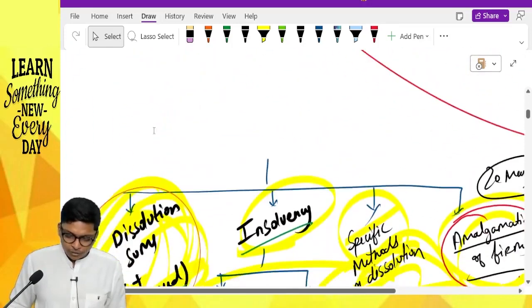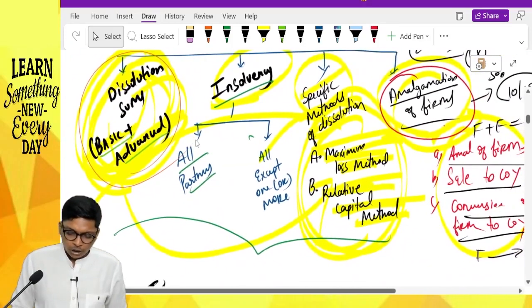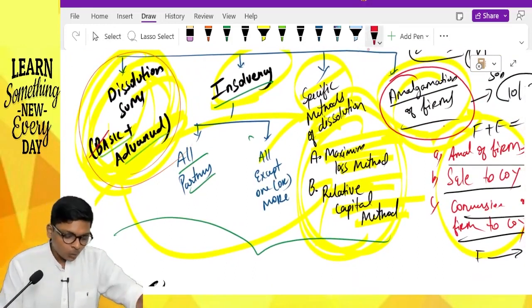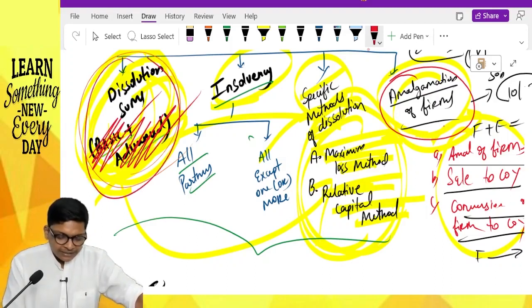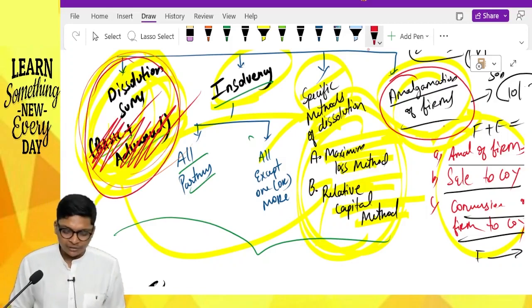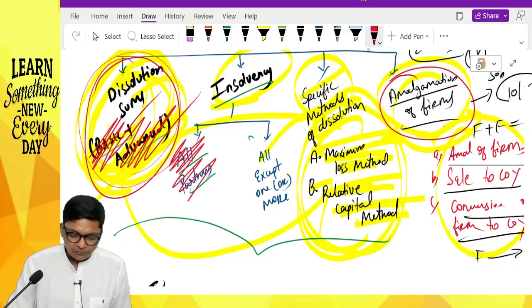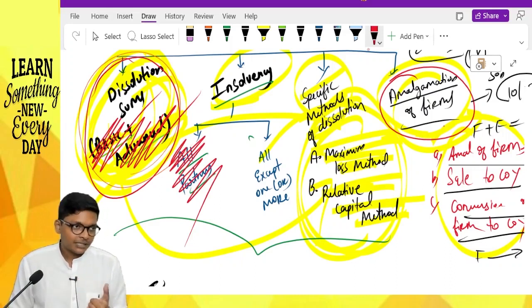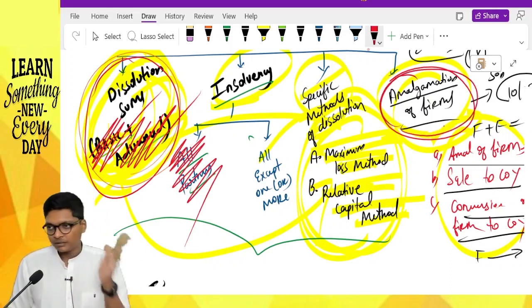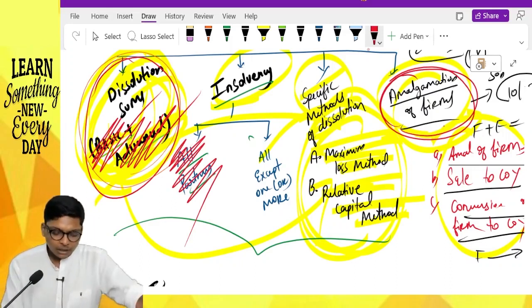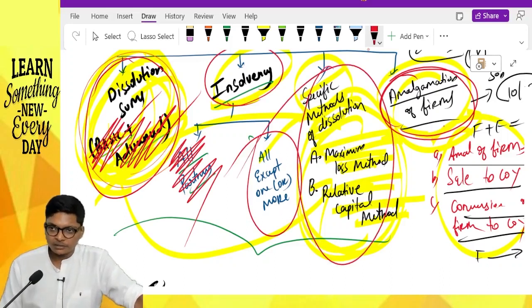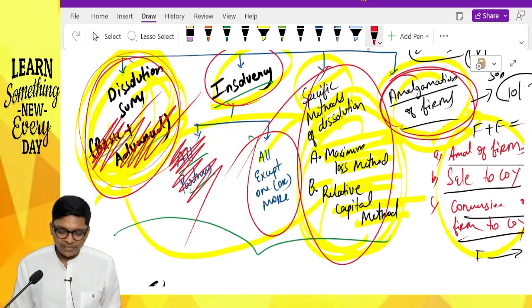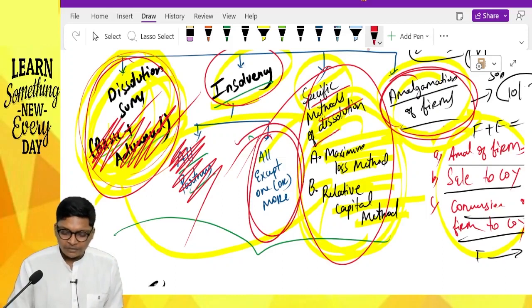Yeah, this is the chart I gave you at the start of the class. In this, we have finished one basic sum and one advanced sum. The chance of this being tested is a little less because you have so many other good things to test. Insolvency of all partners, we finished. Amalgamation of firms, some other day I will come. Now we have insolvency all except one, and the specific methods. We only have time for doing either all except one or specific methods. Both are new for you.